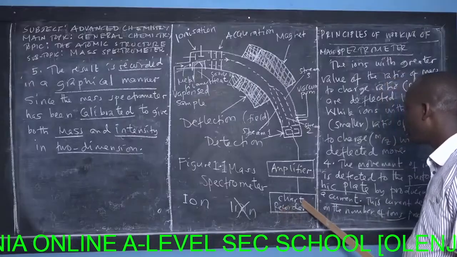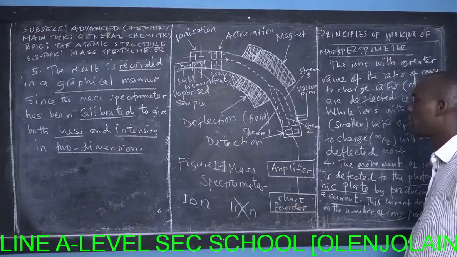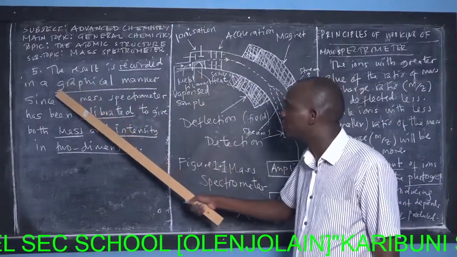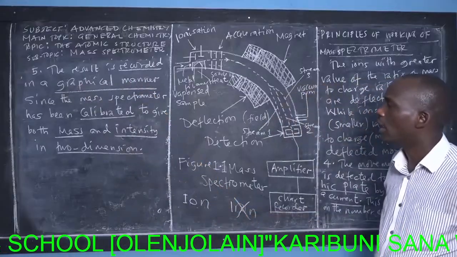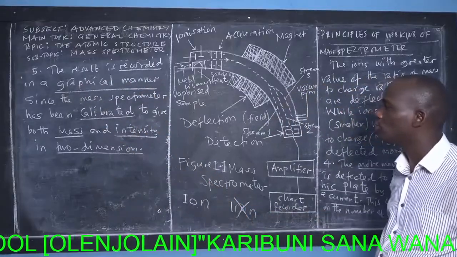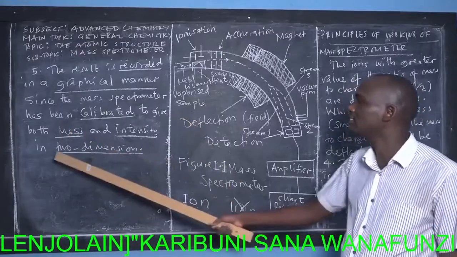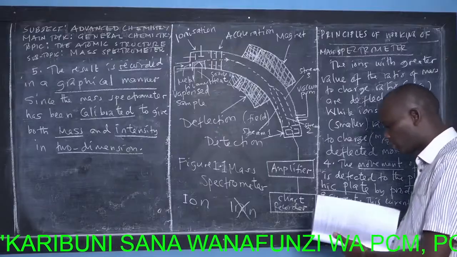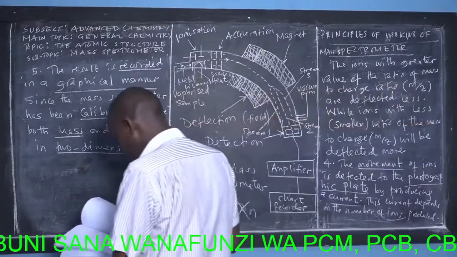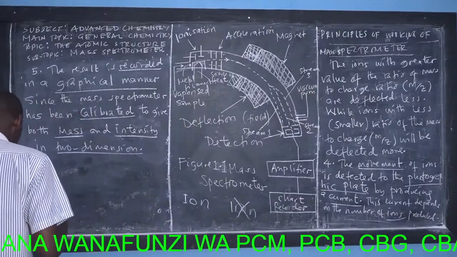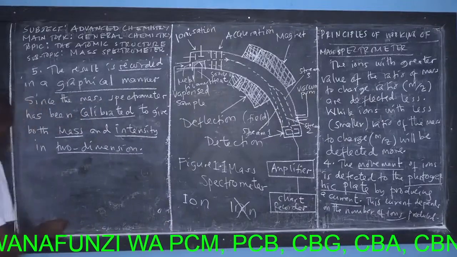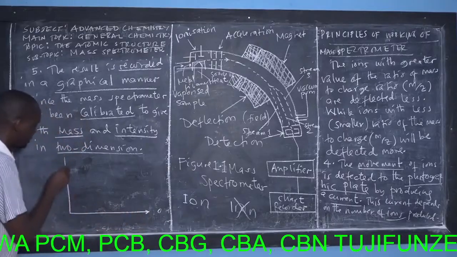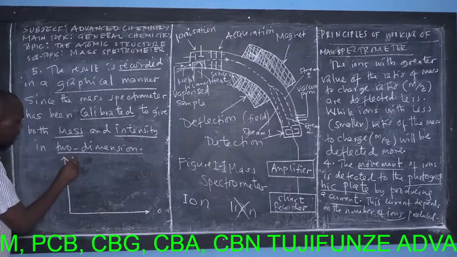So we say that this is the chart recorder. We call it a chart recorder because the results of the mass spectrometer are given in a graphical manner. Why? Because the mass spectrometer is calibrated to give both mass and intensity in 2 dimensions. What does it mean? The results will be given in a graphical order, and we'll discuss this in detail in lecture 2.